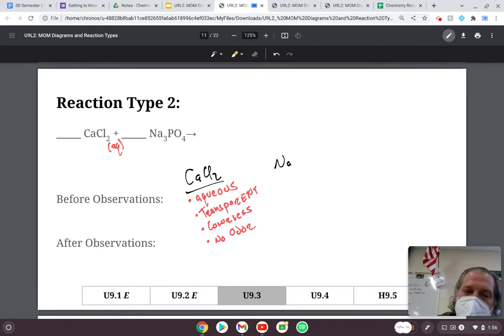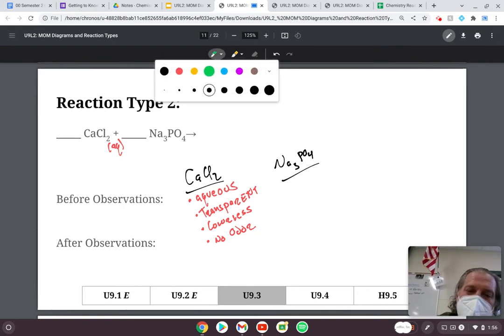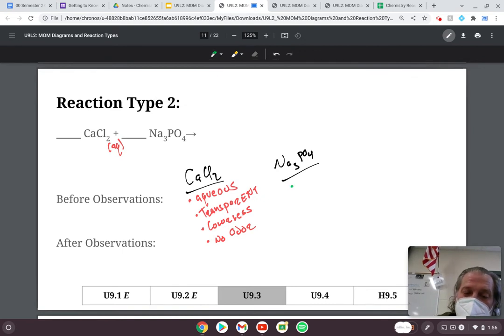We also have Na3PO4. Many of you also identified that this was aqueous. There's a lot of the same things going on here. It's transparent. Colorless. And I would say odorless as well.